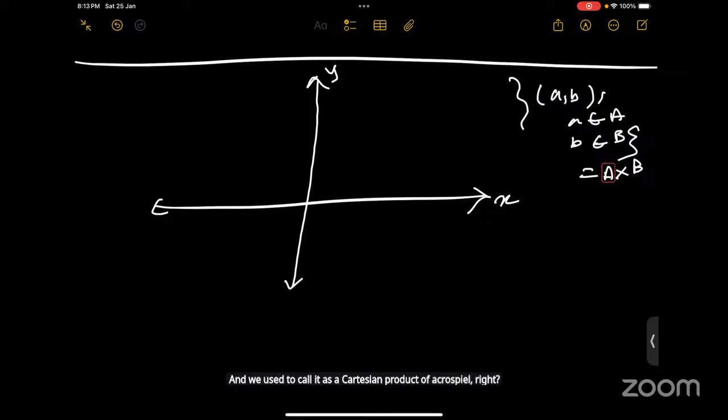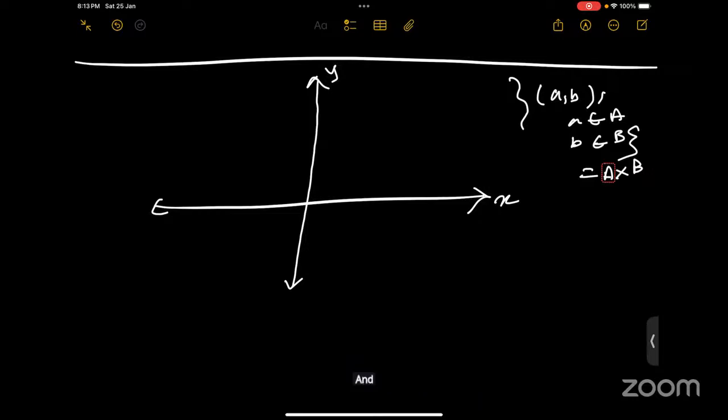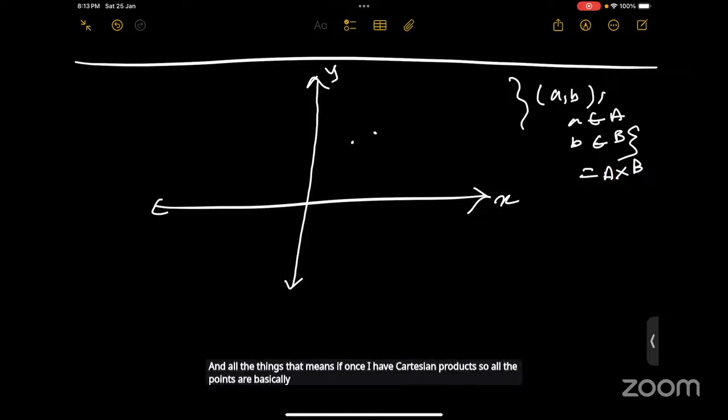Here also, the x-axis, that means the horizontal line drawn here, represents a set. Typically, you can consider it as the real line, and the y-axis again represents a set, typically the real line. Once I have the Cartesian product, all the points are basically points in the set x cross y.